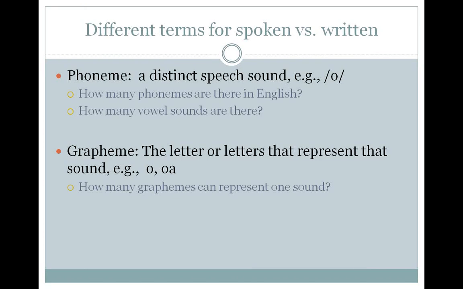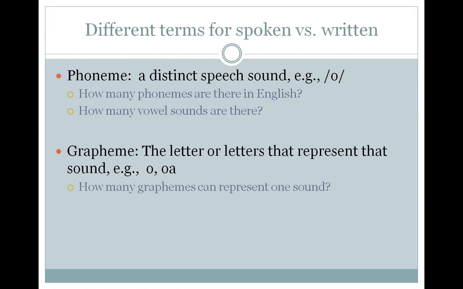So let's talk about the different terms for spoken versus written letters. A phoneme is a distinct speech sound. For example, the sound /o/. That's the long O. I didn't put a line over it. How many phonemes are there in English? If you answered 41 to 44, you would be correct. Linguists disagree whether there's 41, 42, 43, or 44. I personally believe there are 41, but very often they say 44 sounds.